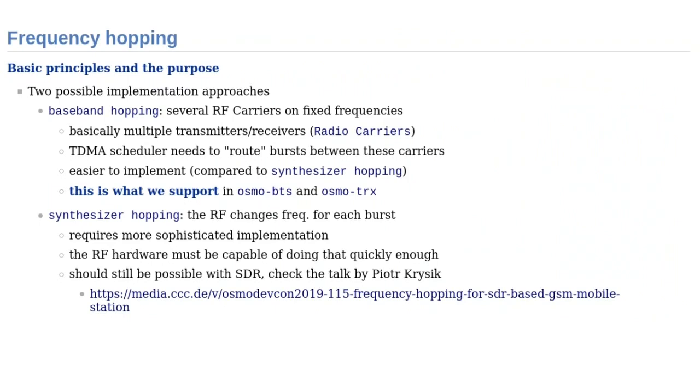And there is a talk by Piotr Krysiek, the author of GSM, about implementing the hopping for the mobile station side. And this is where you cannot have baseband hopping because you don't want to set up I don't know how many transceivers using SDRs to be able to talk to commercial networks. So synthesizer hopping is the only way for the mobile station. If you want more details, you can watch his talk. I think the slides will be available, and you can click on that link later.